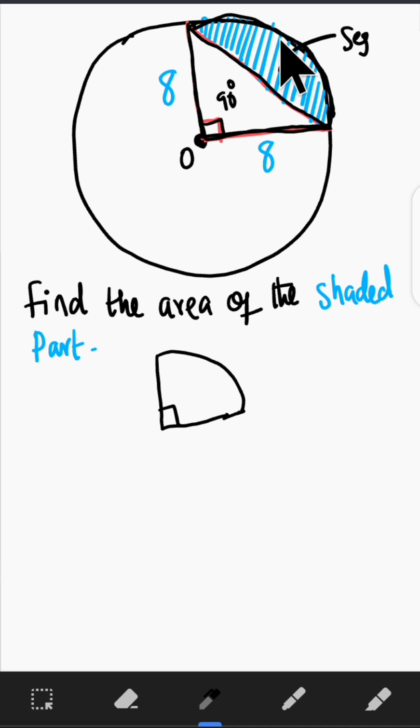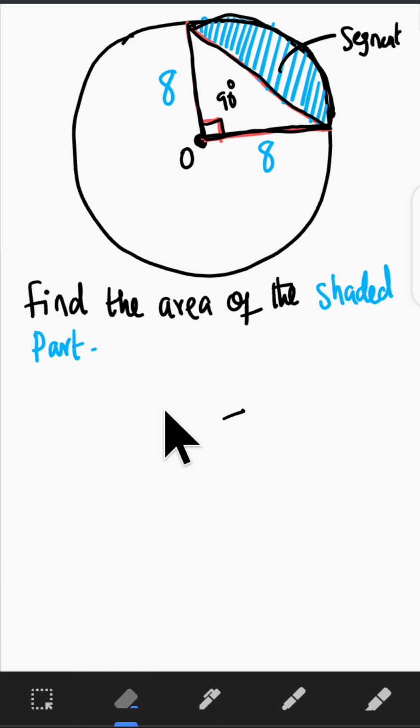Of course, you know this is a segment, right? So if I can successfully get the area of the whole sector, number one, then secondly, I get the area of the triangle. So when I remove the area of the triangle from the area of the sector, then I will be left with the area of the shaded part. I hope that point is clear. So now, with that illustration, let us go right into solving this problem.